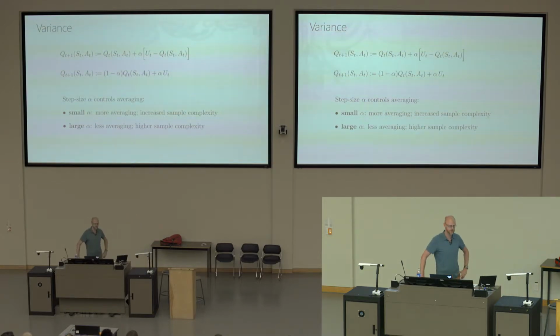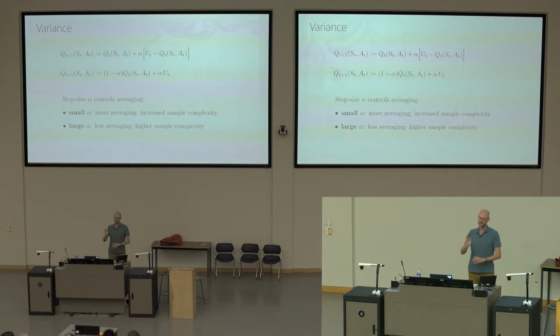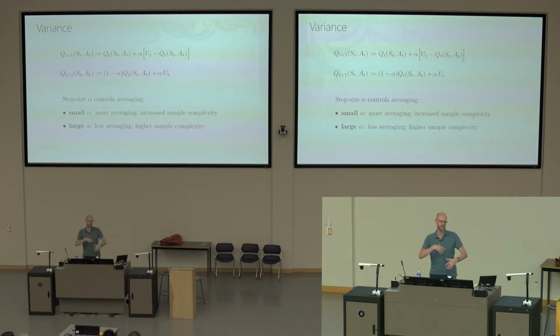So what does it mean in practice? You always want to set your step size as high as possible because that's going to give you better sample complexity. However, you can't set it too high, because if there is variance in your update target, for example, if there is a lot of stochasticity in the environment, then you have to set it low, otherwise you end up with very bad value estimates.